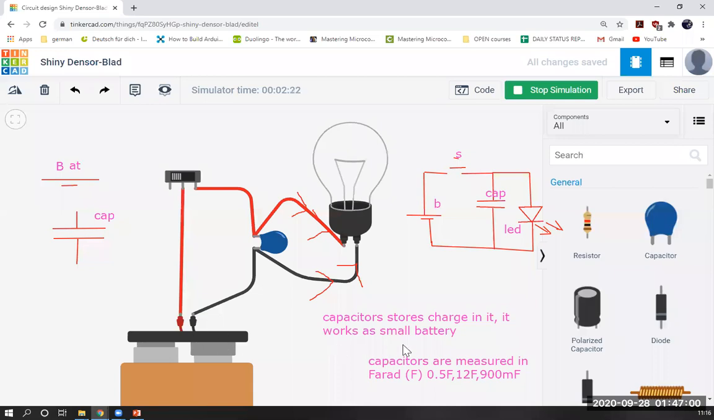Everybody should take a screenshot because I have written some important points about the work of a capacitor. Capacitor stores charge in it and it works as a small battery, right? Remember this, this is very important. Capacitor stores charge inside it and it works as a small battery. Then the capacitor is measured in what? Farad, F. This is also important.